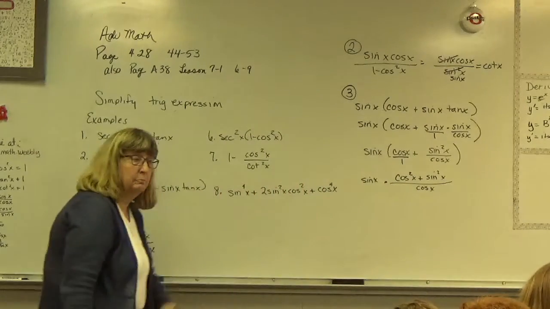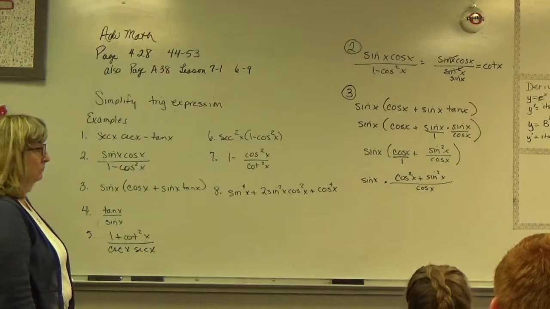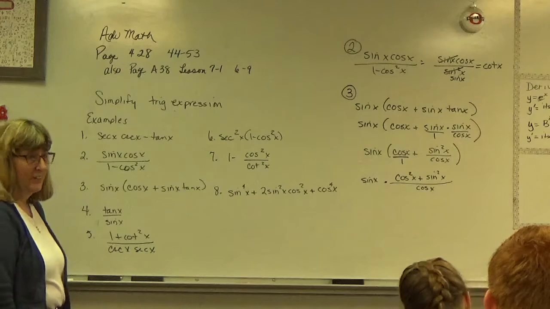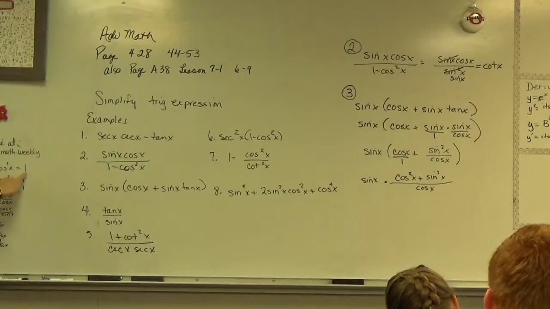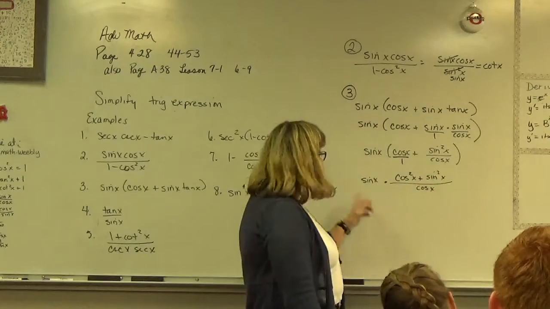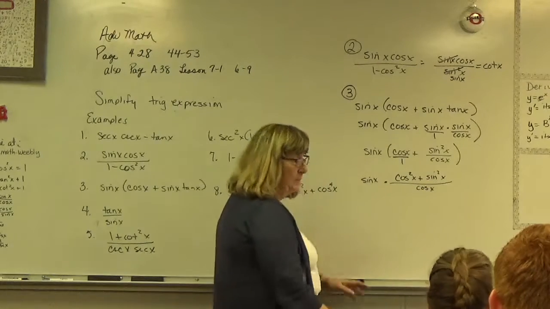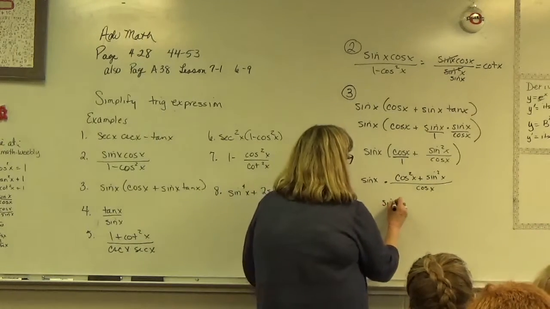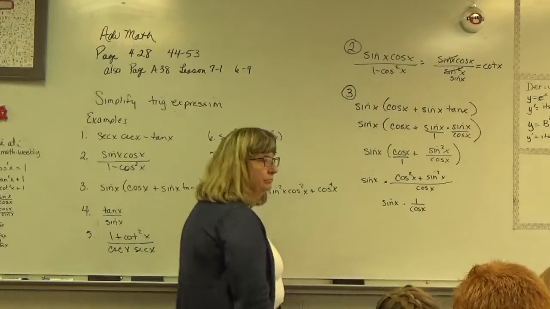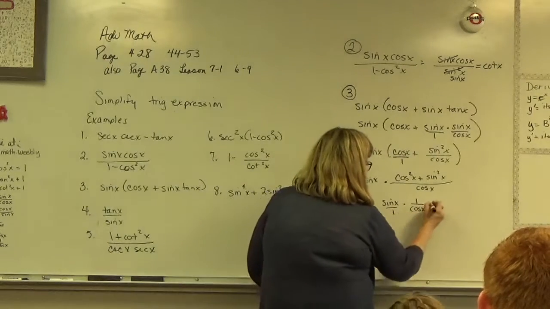Does anybody see anything? I see 1. Why do you see 1, Richard? Cosine squared of x plus sine squared of x is 1. Does everybody see that? That's 1. Now, I have had students that distributed and then they eventually get there, but it took them a little longer. So sometimes the process could be quicker if you pay attention to your rules. Now, what do I have? Sine over 1 over cosine. So you have sine over cosine, which would be tangent.